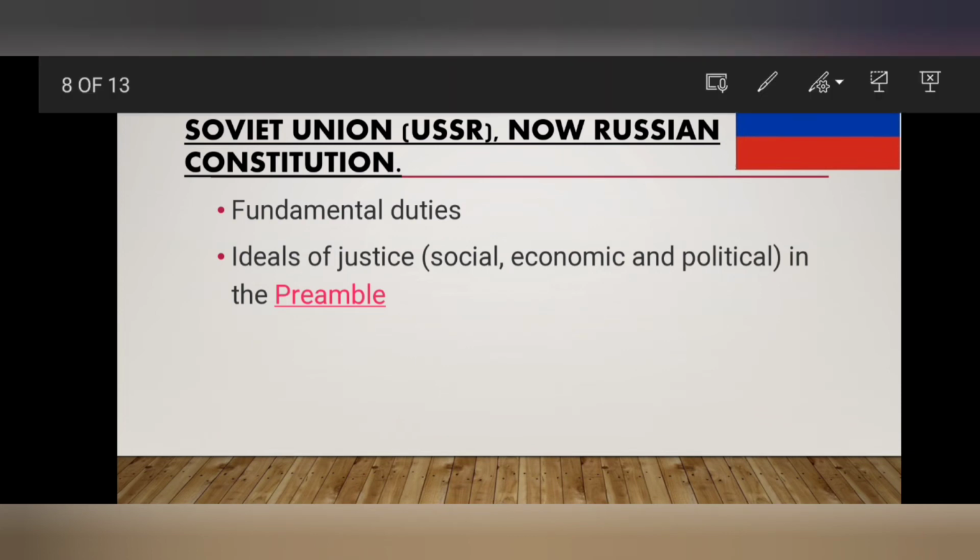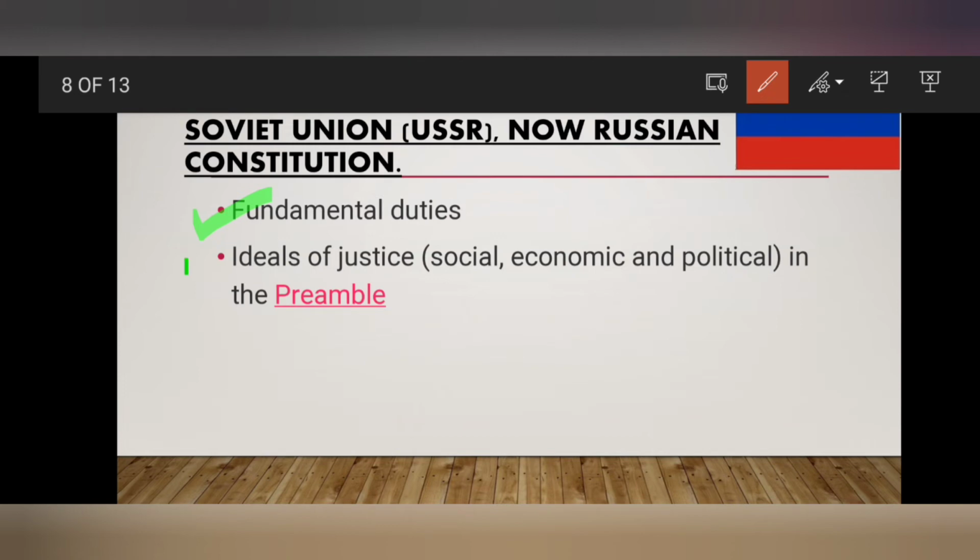Soviet Union, that is now the Russian constitution. That time it was the Soviet Union. So fundamental duties, in class 1 we have studied about these fundamental duties. The salient feature of the constitution under those fundamental duties was one of that, like safeguarding the rich heritage of our country, not destroying any public properties and all. So those are the fundamental duties. That has been taken from the Russian constitution.